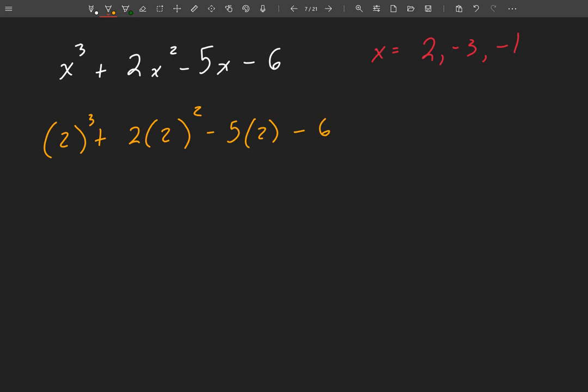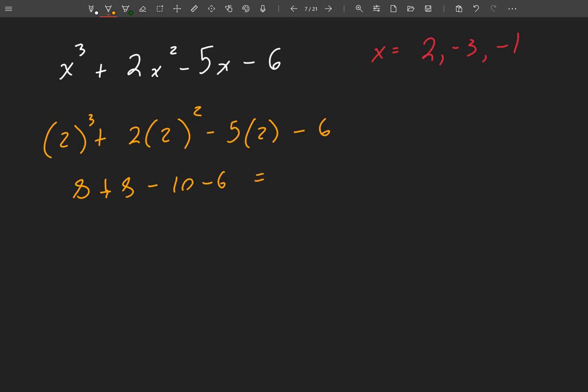All right, let's work this out. 2 cubed, that's 2 times 2 times 2, 8. Now here, I'm going to do the exponent first. So 2 times 2 is 4, and then times that 2 out front is also 8. And this is a negative 5 times 2. That is negative 10 and minus 6.